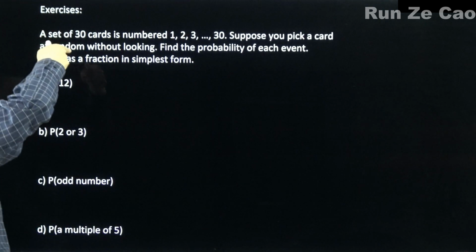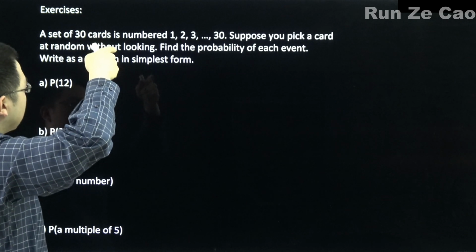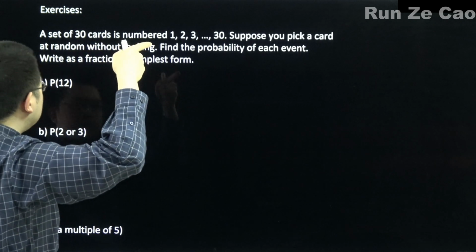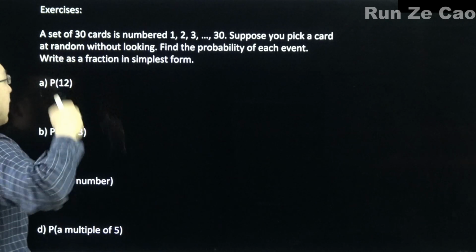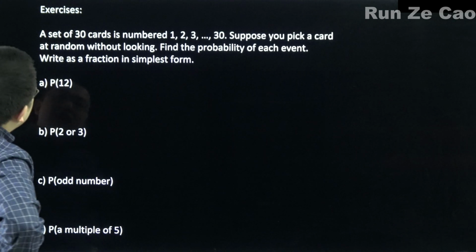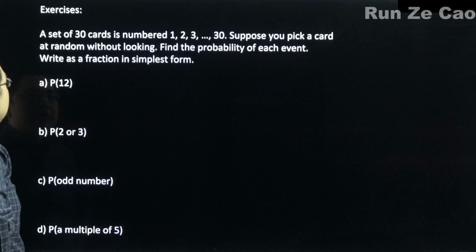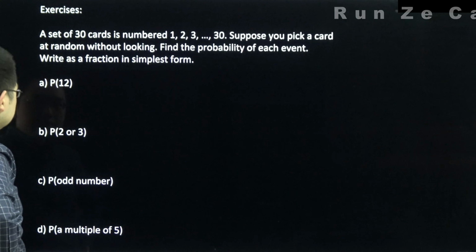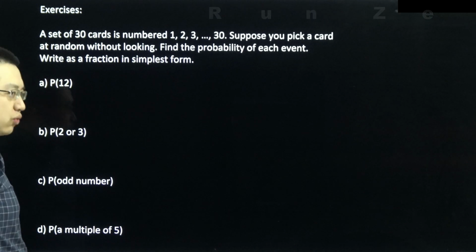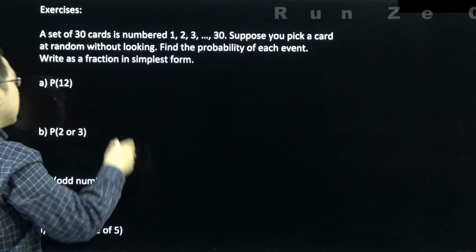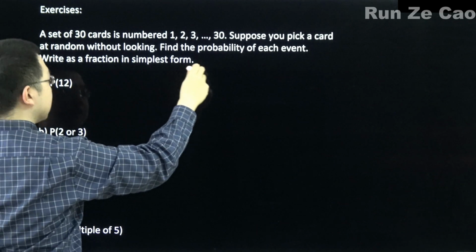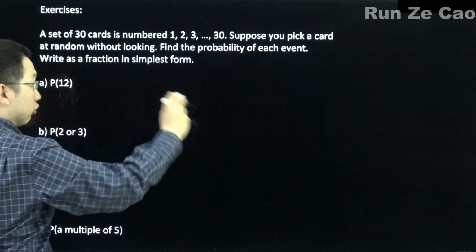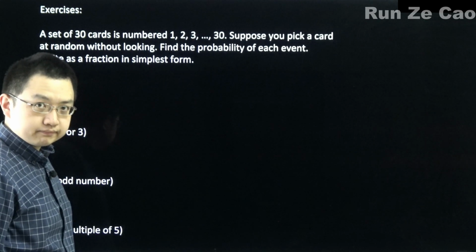Exercises. A set of 30 cards is numbered 1, 2, 3, all the way to 30. So suppose you pick a card at random without looking. Find the probability of each event and write as a fraction in simplest form. So the chance that you get 12 is equal to the number of outcomes equaling 12 over the total number of outcomes.